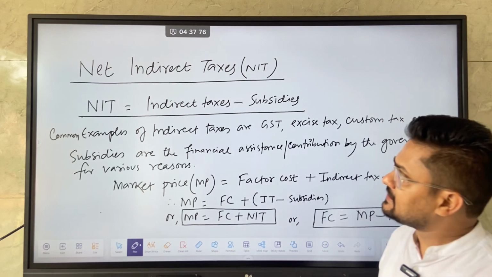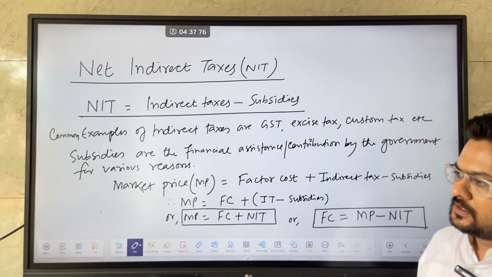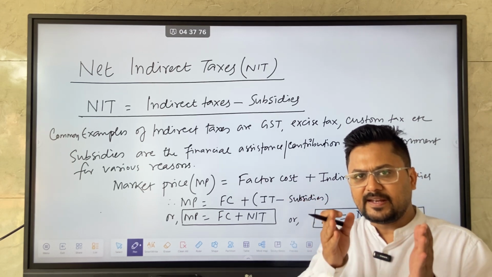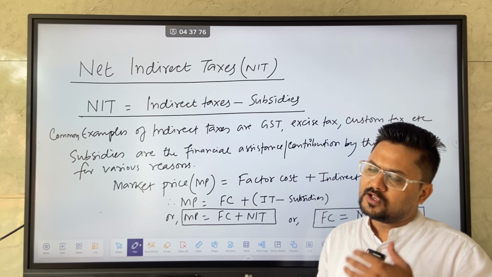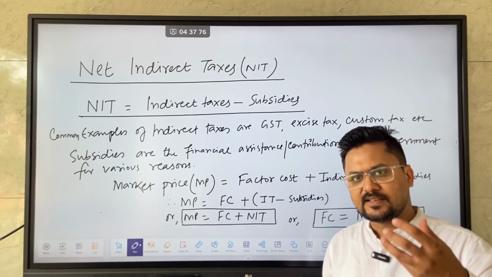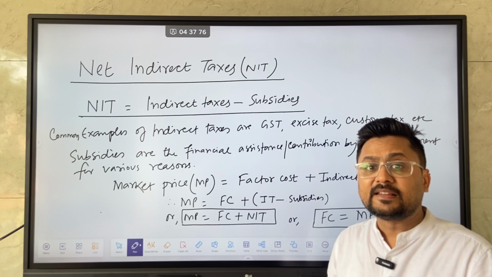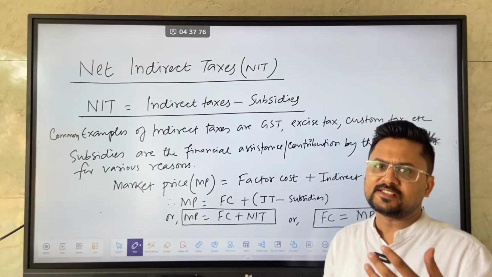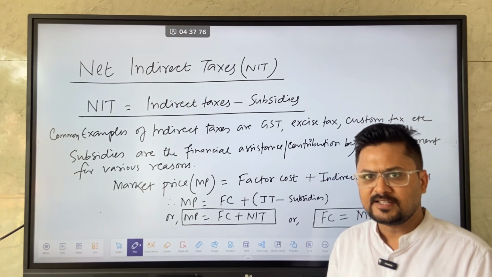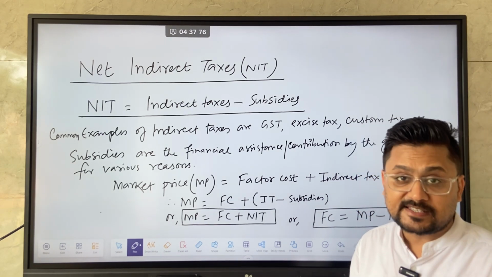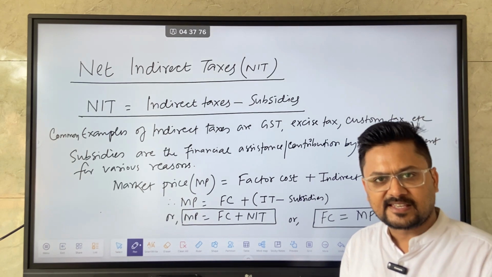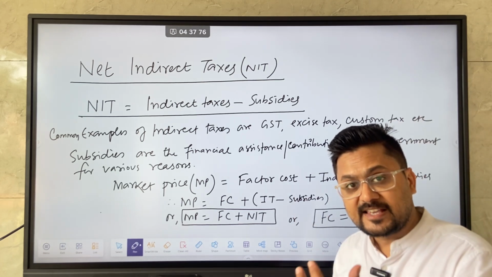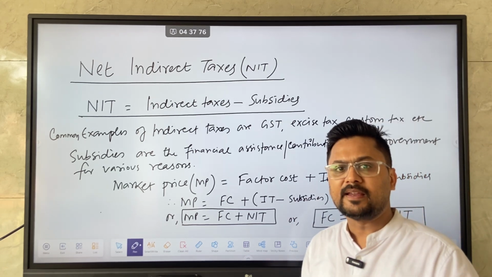Next, we have net indirect taxes, NIT. First you have to keep in mind, NIT is the difference between indirect taxes and subsidies. Now we all know that indirect tax is the tax imposed by the government mainly on the expenditures made by the consumer, or you can say on the sale of goods and services, right? The most common example is GST, or other examples are customs tax, excise duty and so on. And subsidies are those financial assistances which are provided by the government.